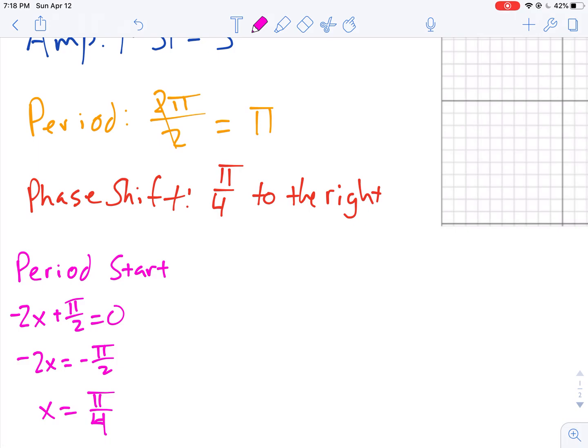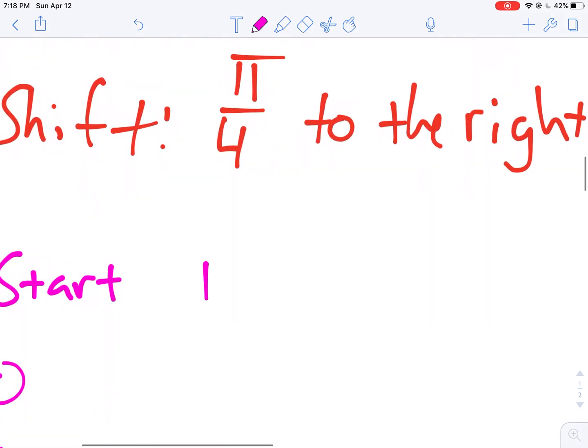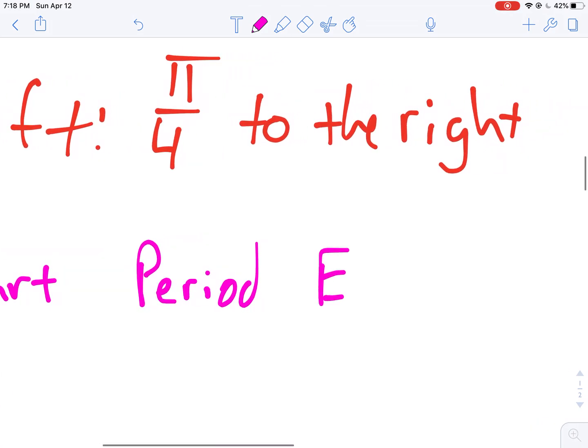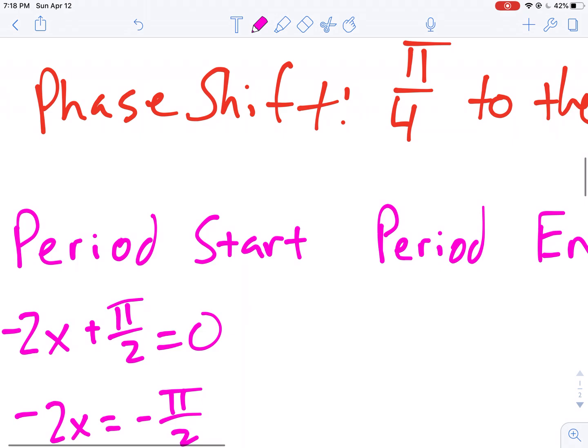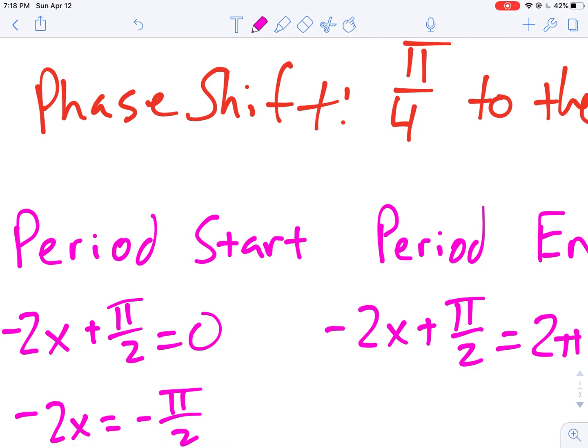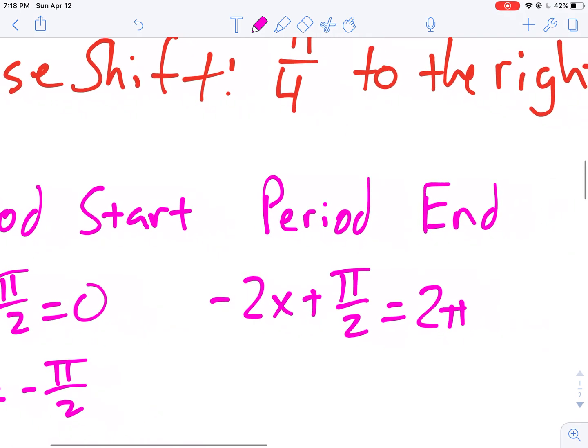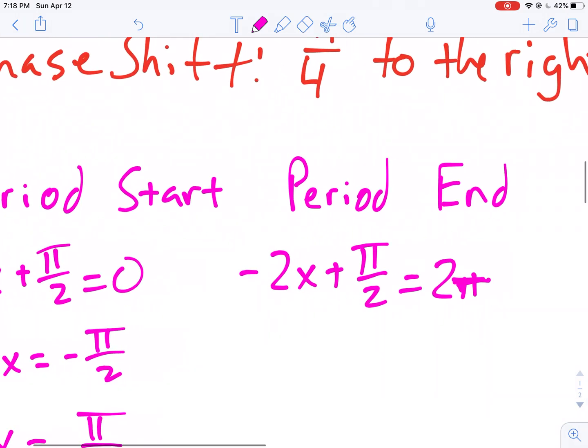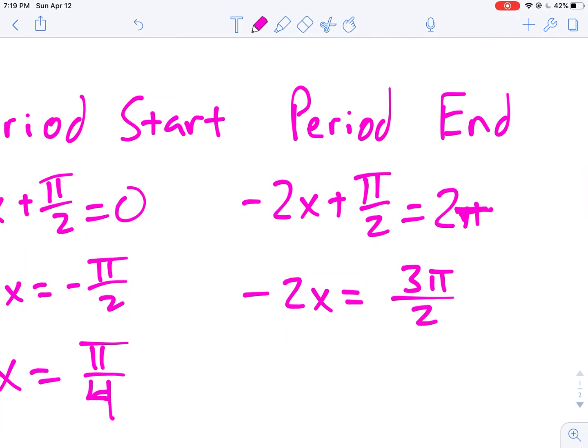I'm also going to do my period end now. So my period will end at -2x plus pi over 2 is equal to 2 pi. Remember, I just take whatever is inside. Doesn't matter if it's plus or minus. I'm just going to take what's inside that sine function and set it equal to 2 pi. -2x is equal to 3 pi over 2. I'll divide by that -2.